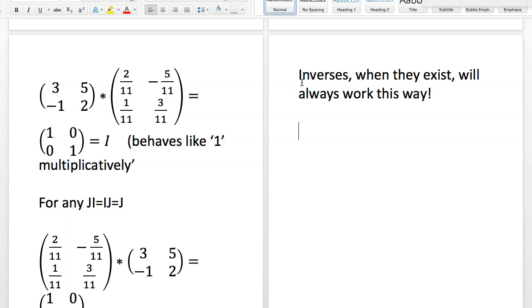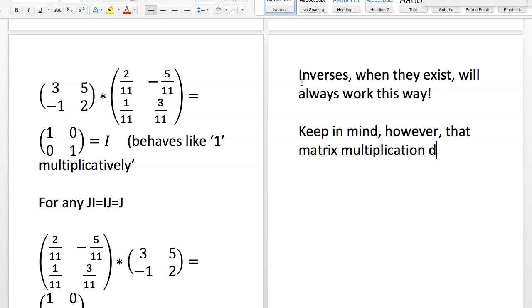Let's not get spoiled. Keep in mind, however, that matrix multiplication does not commute for most things. Even in 2D, even for most 2x2 matrices. So matrix multiplication does not commute for most 2x2 matrices.